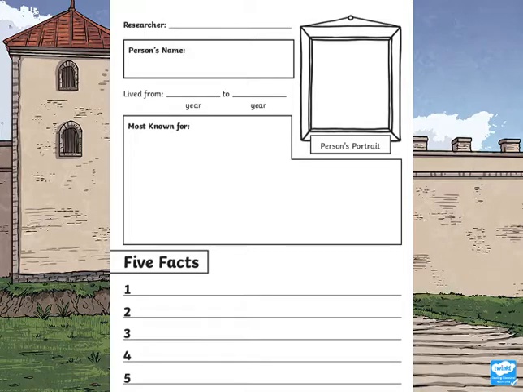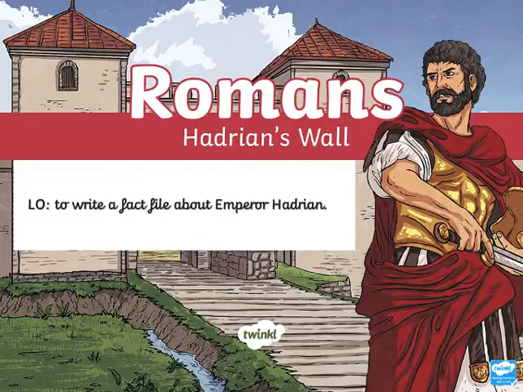So as you can see at the very top, it's going to have researcher. You might actually want to either draw your own version of this or to print this off if you have a printer, and you can work through it as we go through the lesson. So researcher, that's where you put your name. Person's name is going to be Emperor Hadrian. And the other details you can fill in as we go along, and the person's portrait you might want to go to the beginning of this presentation again so you can have a look at Emperor Hadrian and maybe do a little bit of a sketch from that picture we have on this page.